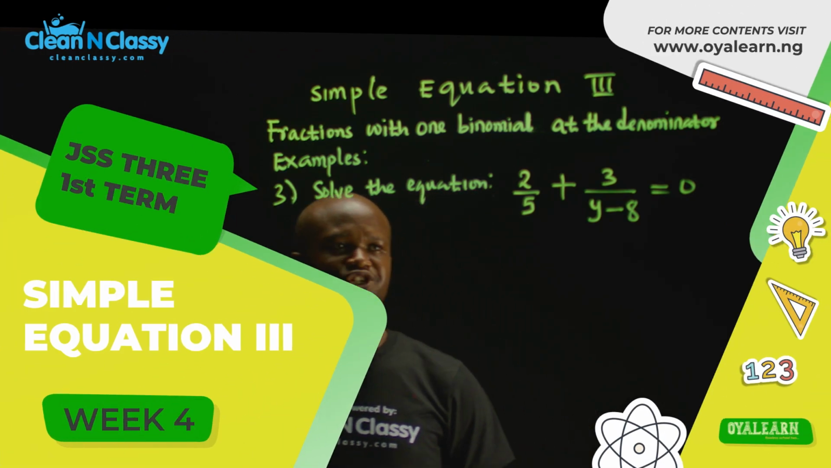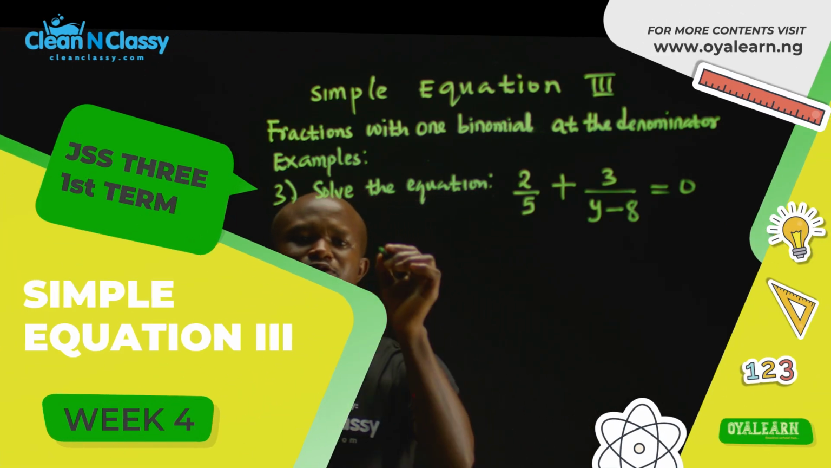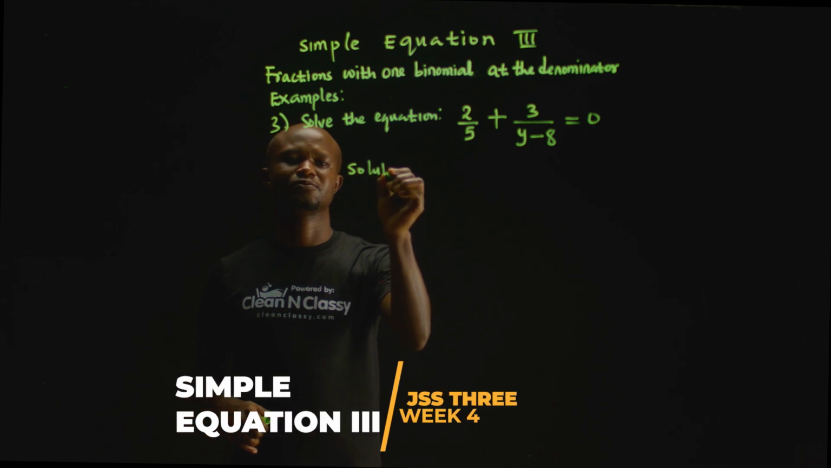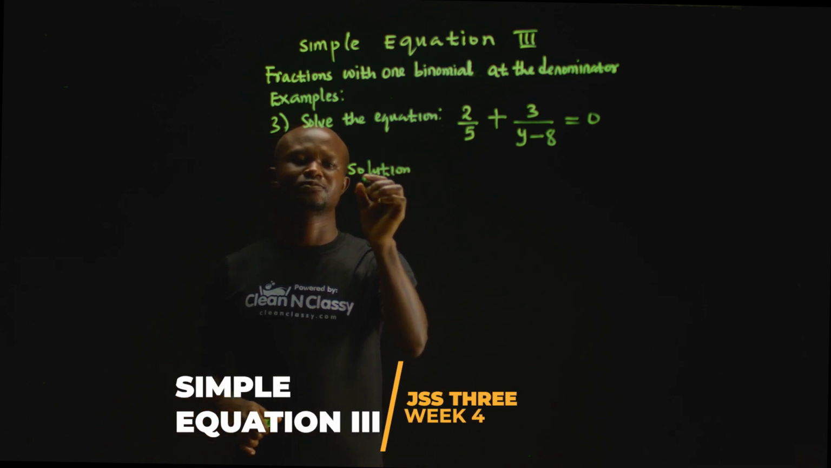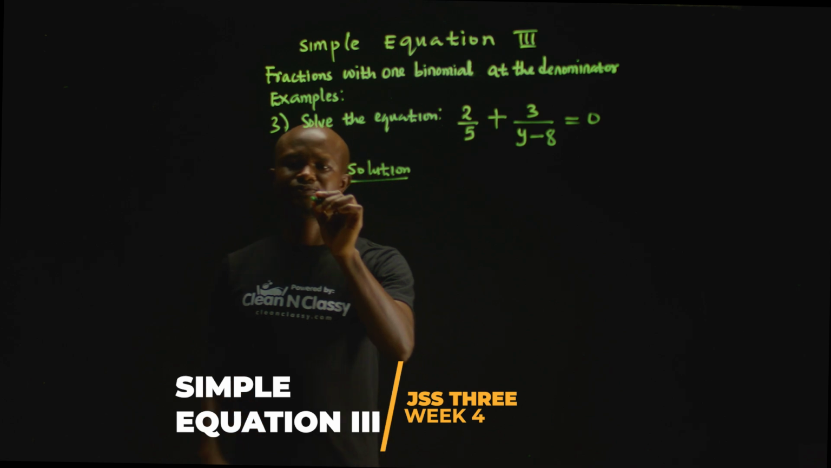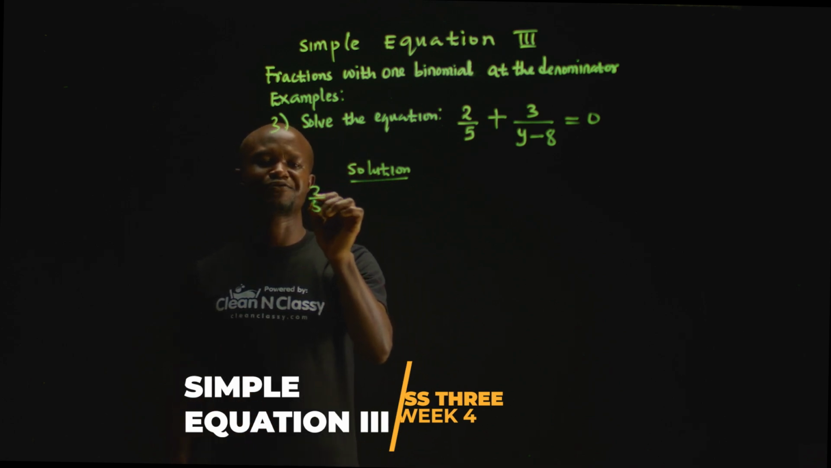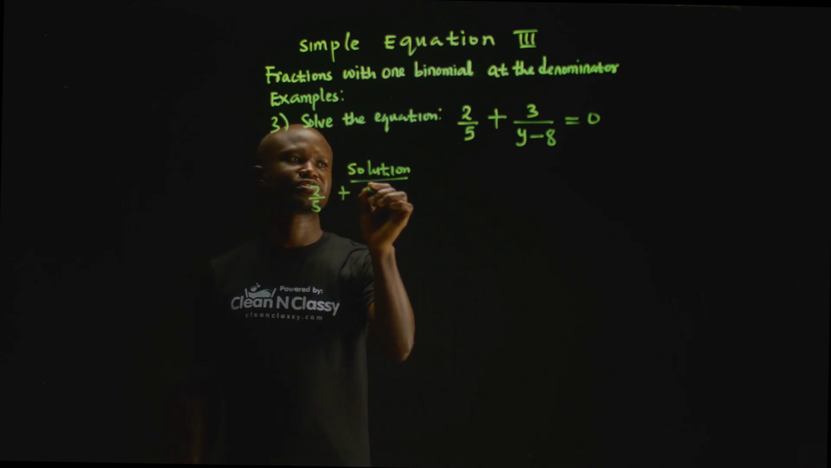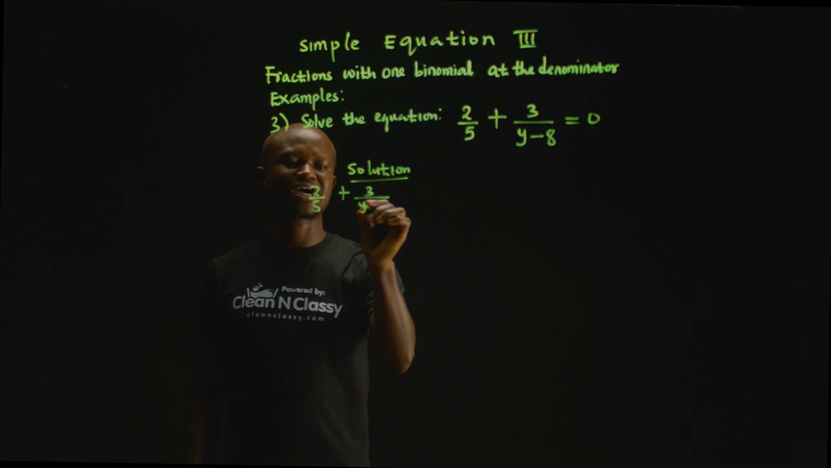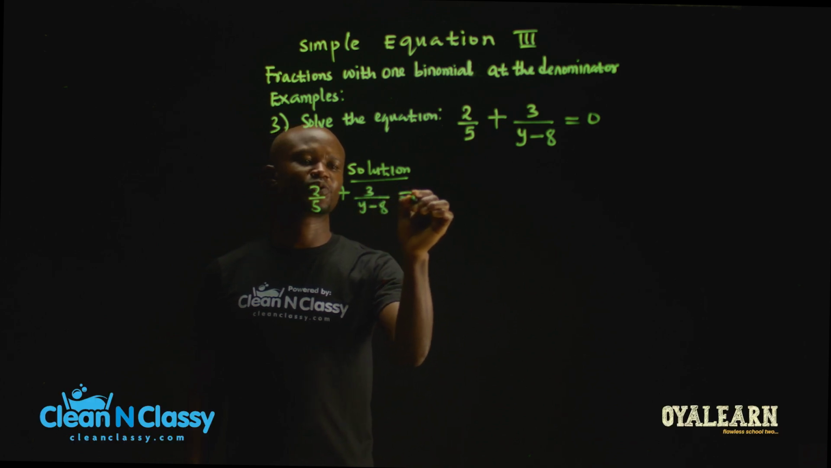Solve the equation. Solution. 2 divided by 5 plus 3 divided by y minus 8 equals 0.